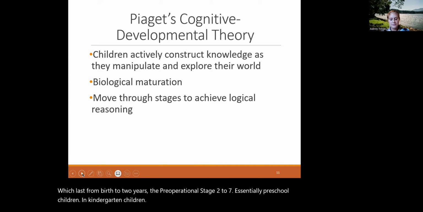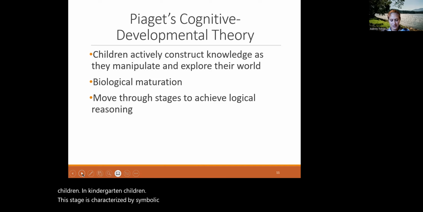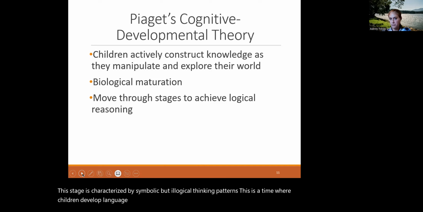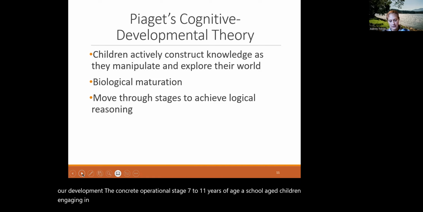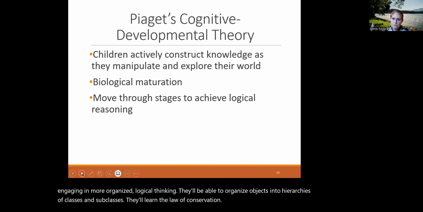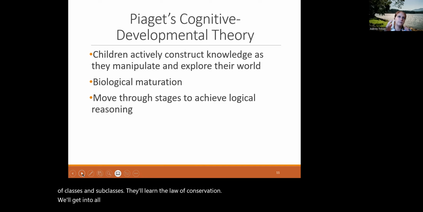This stage is characterized by symbolic but illogical thinking patterns. This is a time where children develop language and engage in make-believe play, which he saw as very important to our development. The concrete operational stage, 7 to 11 years of age, school-age children engaging in more organized logical thinking. They'll be able to organize objects into hierarchies of classes and subclasses. They'll learn the law of conservation. We'll get into all of this more as we hit those different periods of development in our chapters.